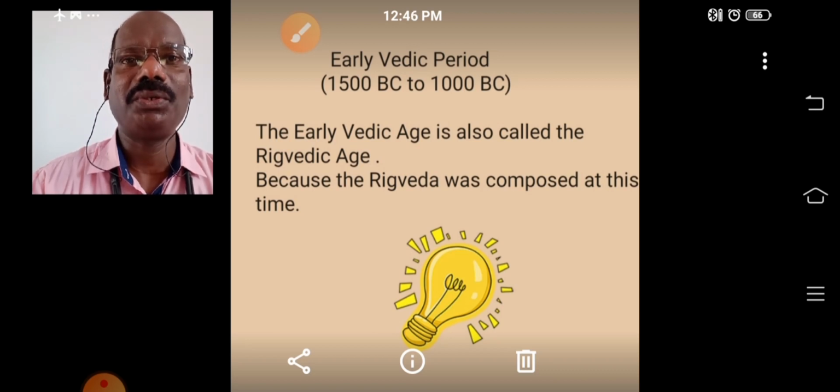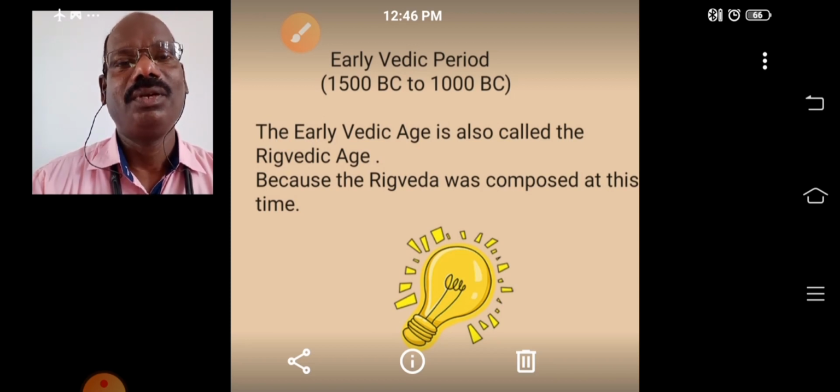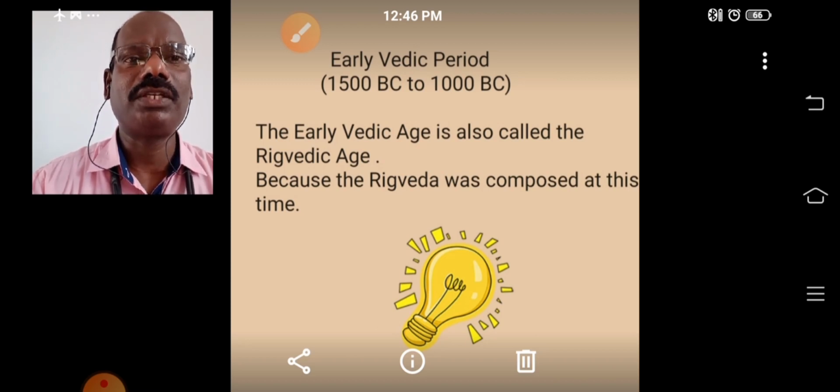The early Vedic period is also called the Rigvedic age. Why is it called the Rigvedic age? The reason is very simple. It is because the Rigveda was composed at this time. Understood? Why is the early Vedic period also called the Rigvedic age? The reason is that the Rigveda was composed at this time. That's why we call this period the Rigvedic age.